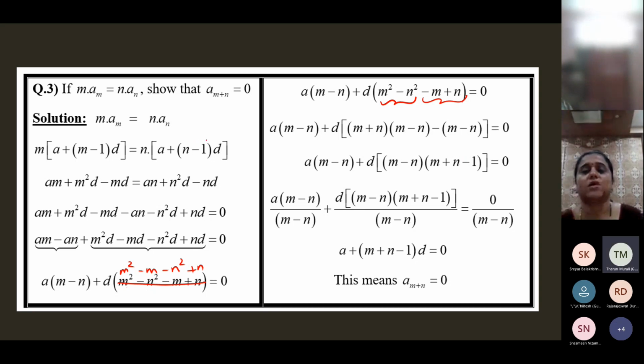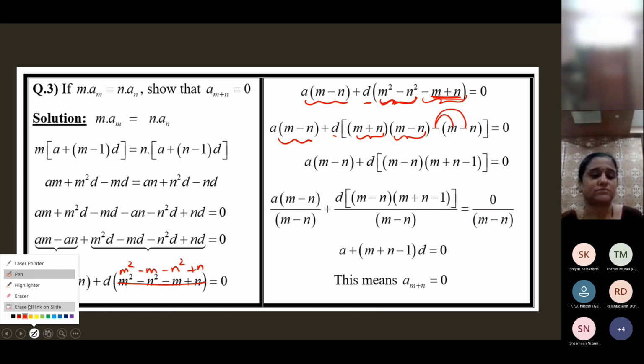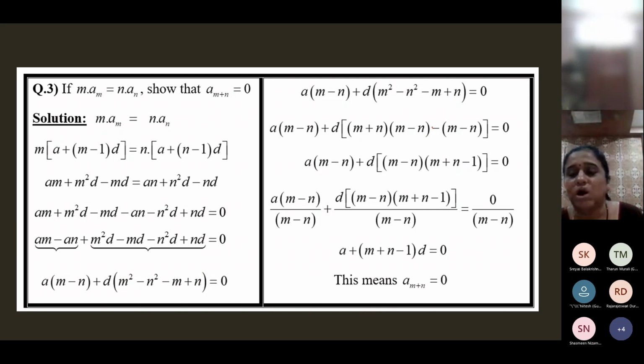Yes, ma'am. Okay. Now write this as it is. Write this one as it is. This d as it is. We know that m square minus n square can be written as m plus n into m minus n. And here, n plus this also in a bracket. Take out minus common. So in the bracket, you would get minus m, minus into minus n is plus n. See here, minus m plus n.